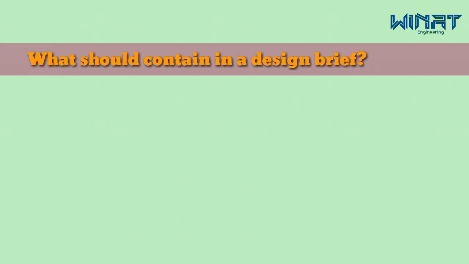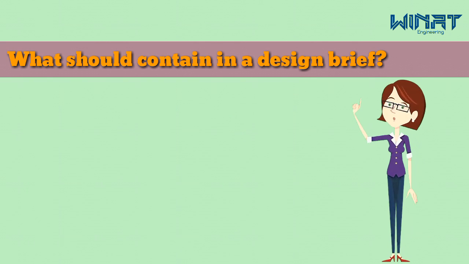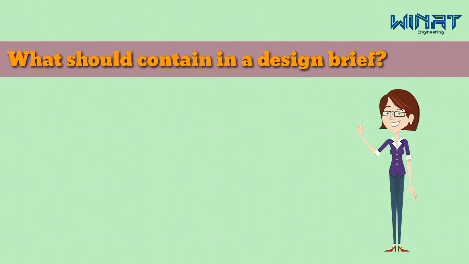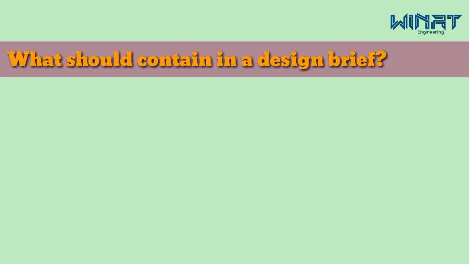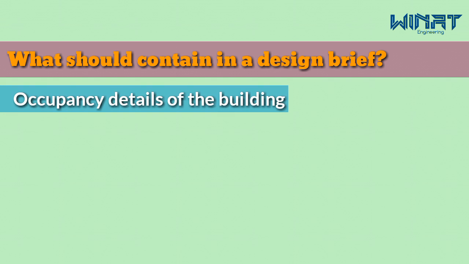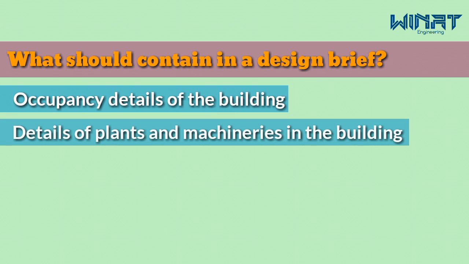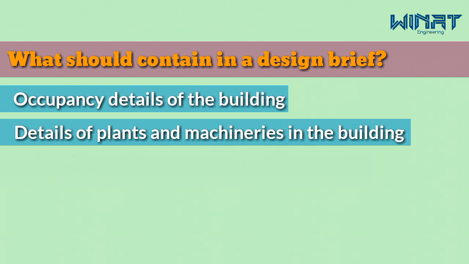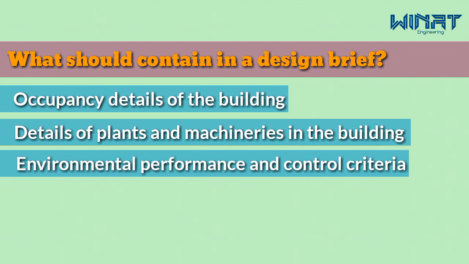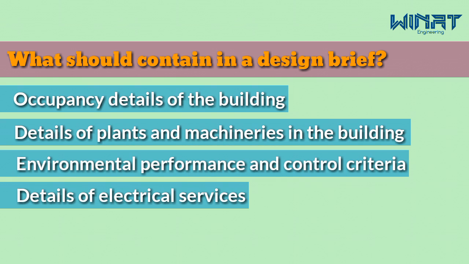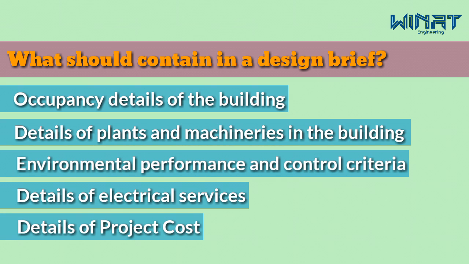Now let's discuss the contents of the design brief. The design brief should contain the following details. Number 1. Occupancy details of building. Number 2. Plant and machinery details in building. Number 3. Environmental performance and control criteria. Number 4. Details of electrical services. Number 5. Project cost details.